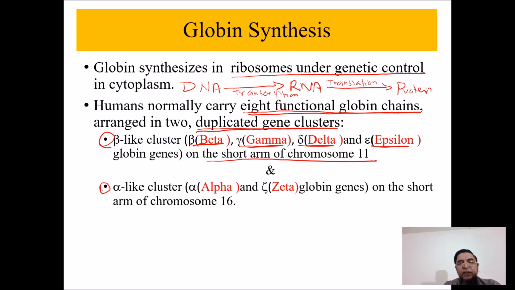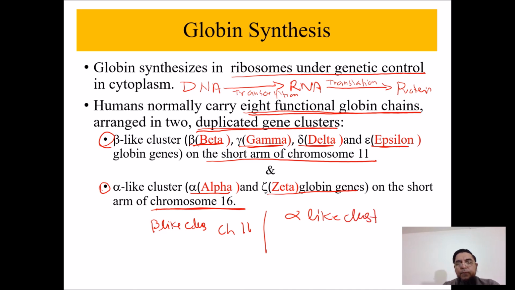However, the alpha-like clusters comprise alpha and zeta globin genes, and they are present on the short arm of chromosome 16. So the beta-like clusters are on chromosome 11, whereas the alpha-like clusters are on chromosome 16.